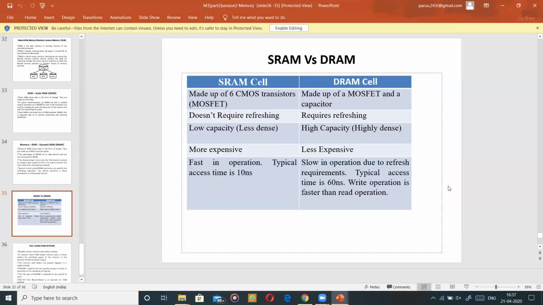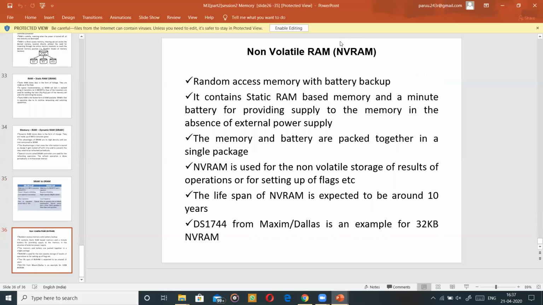So let's go to the next slide. Now coming to another type of memory called NVRAM, non-volatile RAM. So RAM is actually volatile, but still you're going to give a battery backup. So random access memory with battery backup is called non-volatile RAM. It contains static RAM-based memory and a minute battery. It has got a small battery.